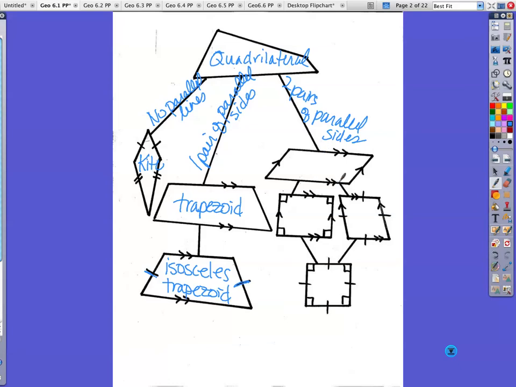Anything with opposite sides parallel here is a type of parallelogram. Okay, and then there are two types of parallelograms. There is the rectangle. So a rectangle is a type of parallelogram. And then there is, right here, a rhombus. A rhombus is a type of parallelogram. And then if it has certain aspects that make it both a rectangle and a rhombus, and those things we will learn as this chapter continues, then we call it a square.